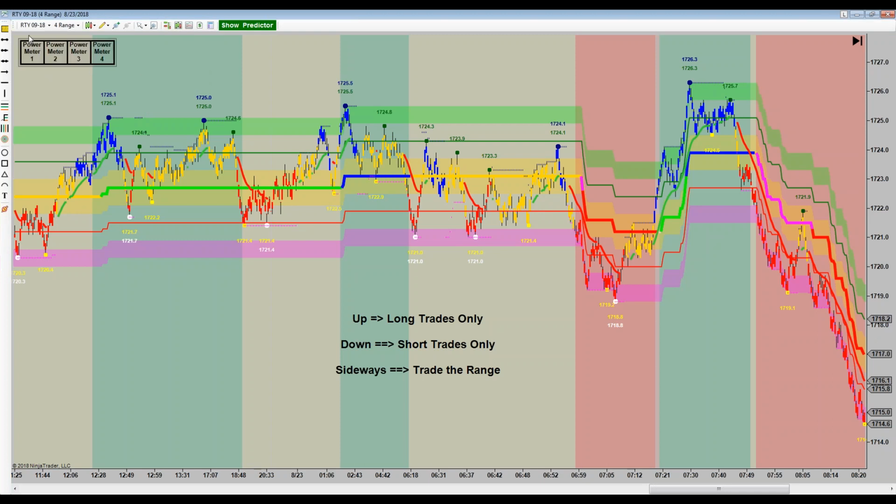And this is the Russell. We trade crude oil. We trade ES, E-mini S&P. We trade gold. We trade NASDAQ. We trade Russell. E-mini, all $5 a tick. YM, $5 a tick. That's the mini Dow.